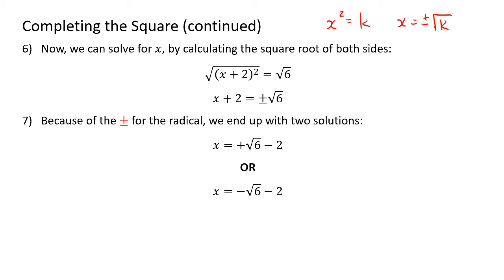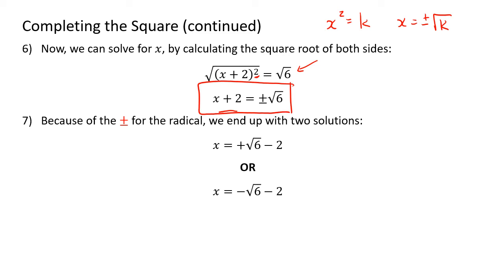In this case, we don't have a plus or minus on the left because we're taking the square root of something that's already squared. So we're left with x plus 2 is equal to plus or minus the square root of the right-hand side, which was the square root of 6. Again, you can have two possible solutions here. So our final equation looks something like this.